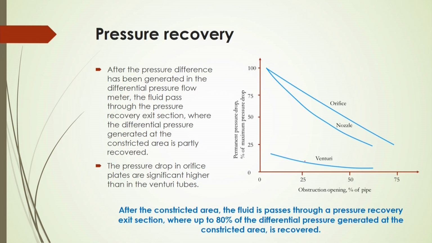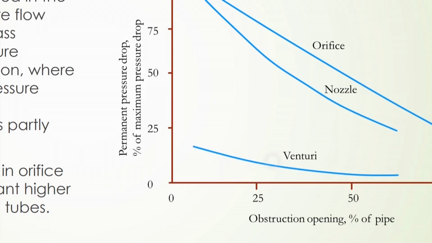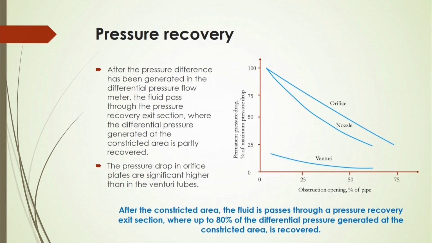After the constricted area, the fluid passes through a pressure recovery exit section, where up to 80% of the differential pressure generated at the constricted area will be recovered. How the pressure is recovered in the orifice meter, you can see from this figure.